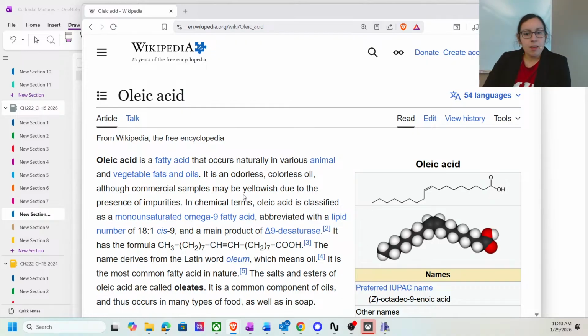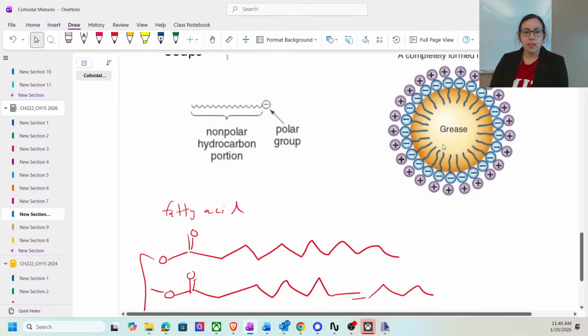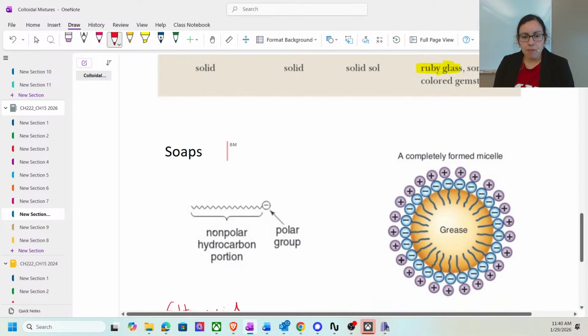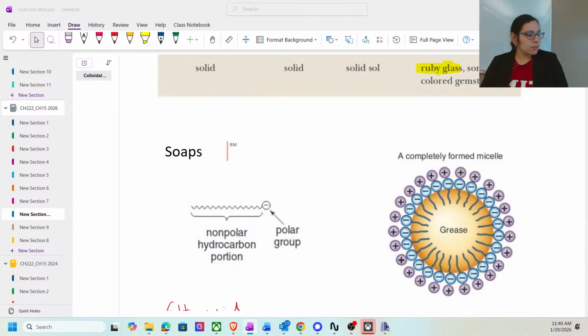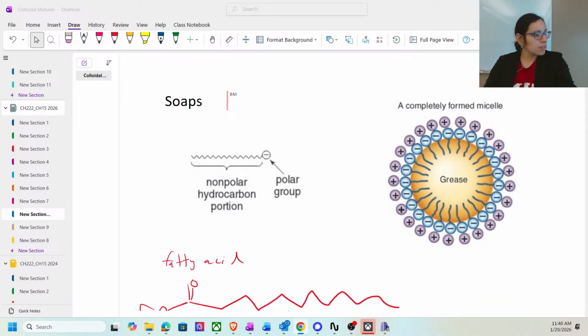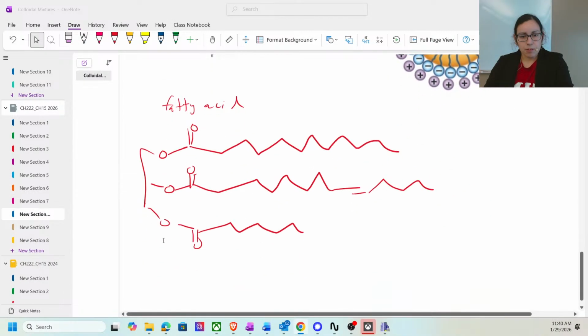But the point being, again, we have this long fat chain, so that's going to be our non-polar group, right? And this is what this is showing here, that we have our long hydrocarbon chain. And then once we do this saponification reaction, sorry, let me just copy this picture over.